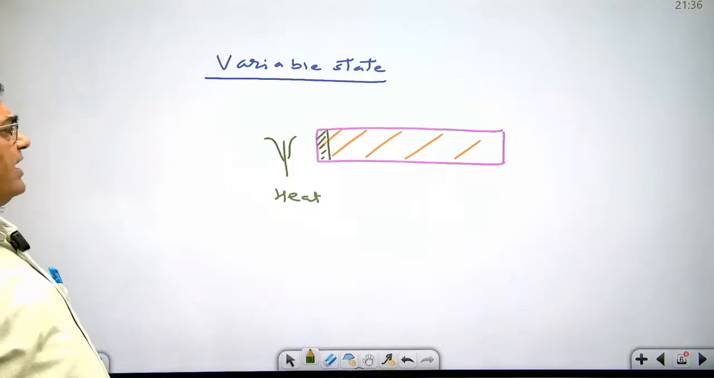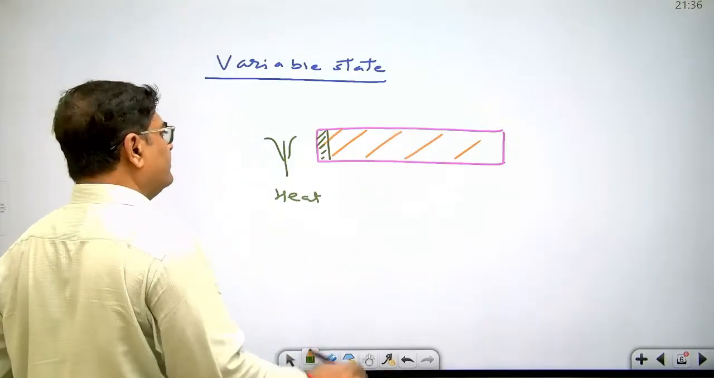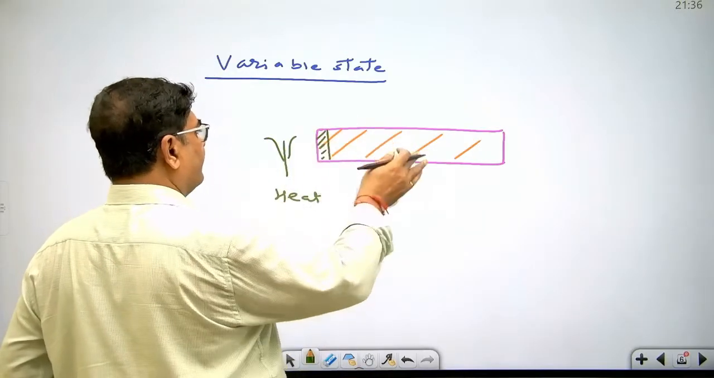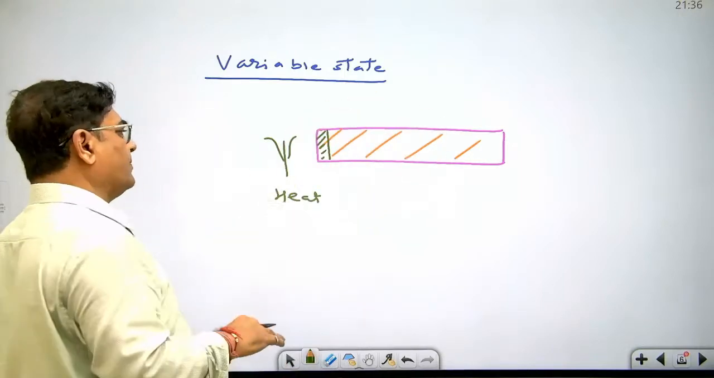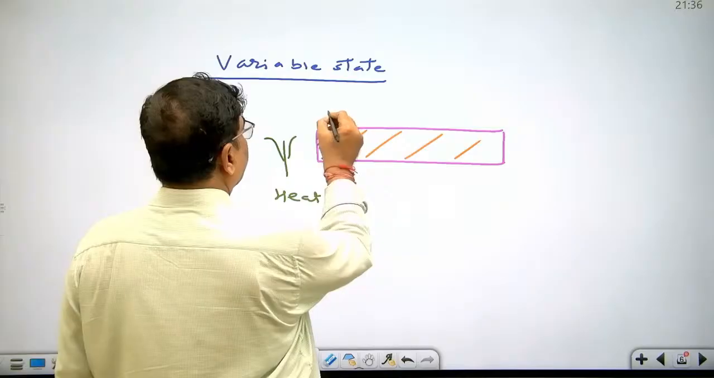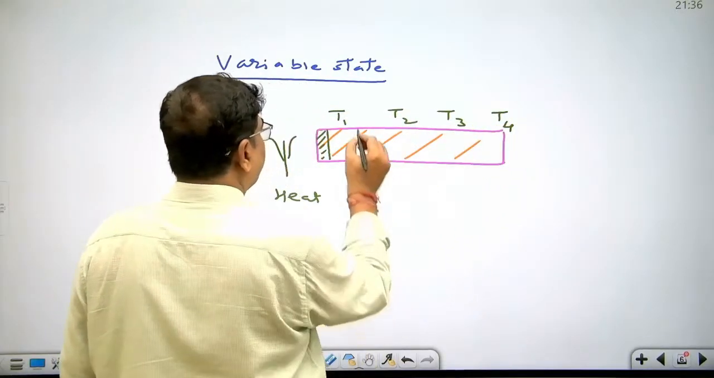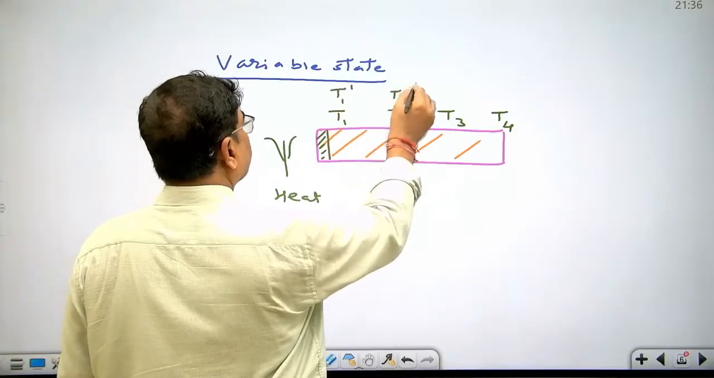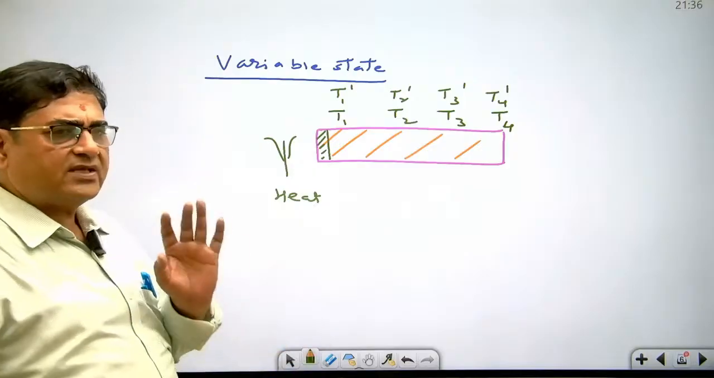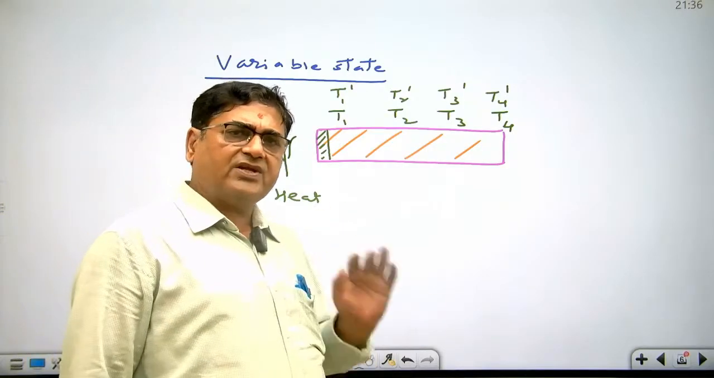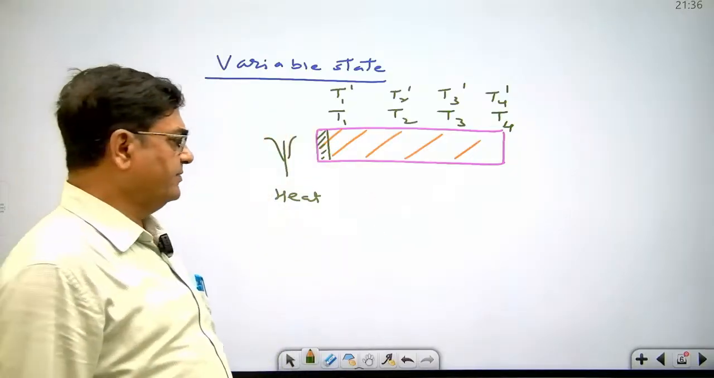So what happens? Regularly the temperature at different junctions keeps on increasing as the heat is being supplied. Temperatures at different junctions are different and they keep on changing. If the temperatures are T1, T2, T3, T4, then again the temperatures will become T1 dash, T2 dash, T3 dash and T4 dash. Temperatures at different junctions are different and they are changing regularly. This is called variable state.